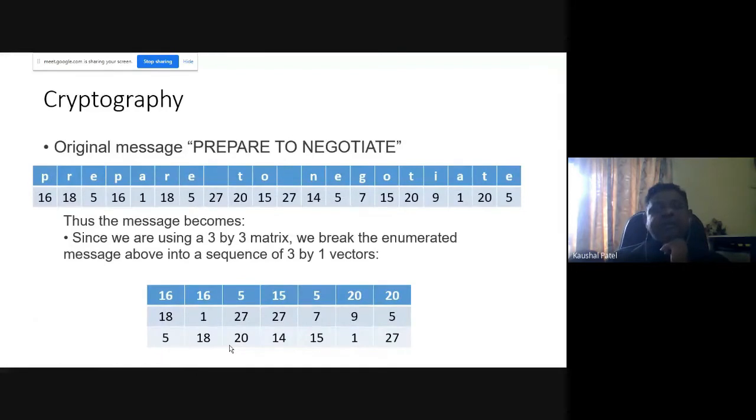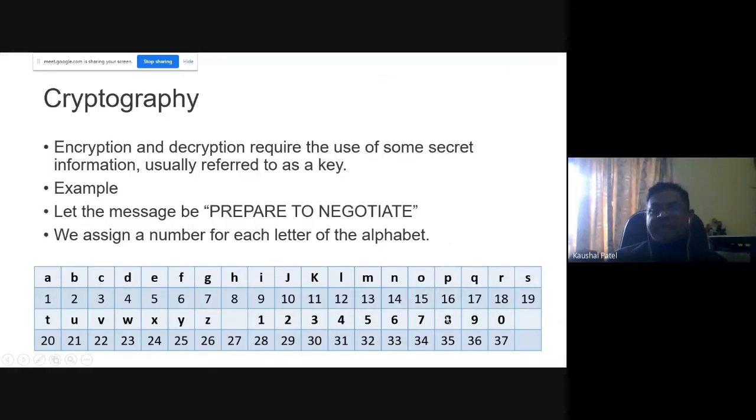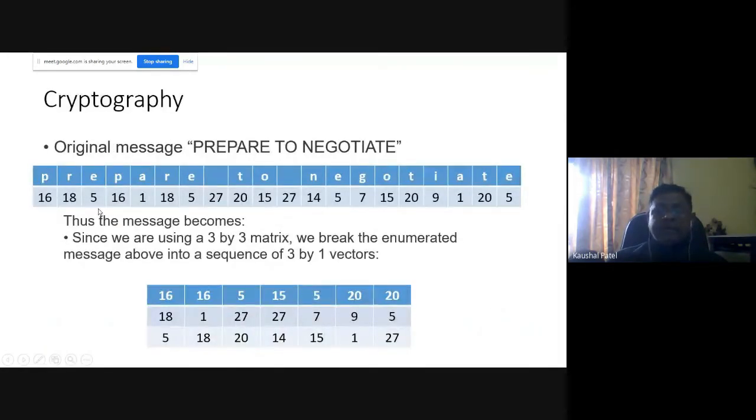Now, the original message is "prepare to negotiate". Let's arrange it in this form. P has the assigned value 16, so 16. R has the assigned value 18. E is 5. P 16, A 1, R 18, E 5. There is a space, and the assigned value of space is 27. T 20, O 15. Space again, 27. N 14, E 5, G 7, O 15. T 20, I 9, A 1, T 20, and E 5.